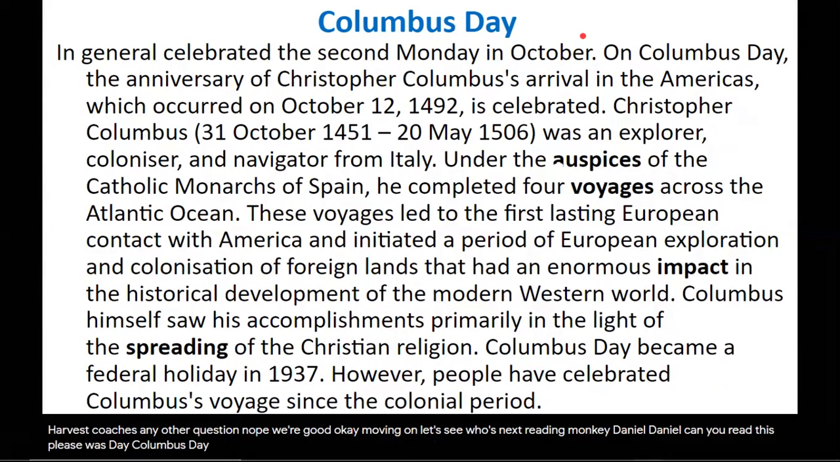Columbus Day. In general, people celebrate the second Monday in October as Columbus Day, the anniversary of Christopher Columbus arriving in the Americas, which occurred on October 12, 1492.